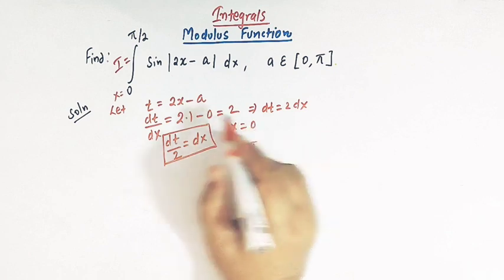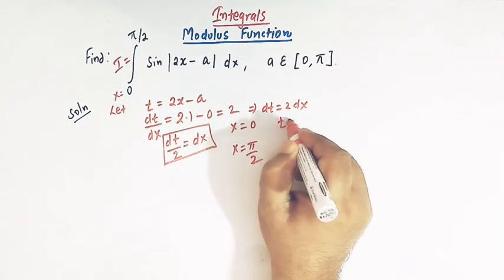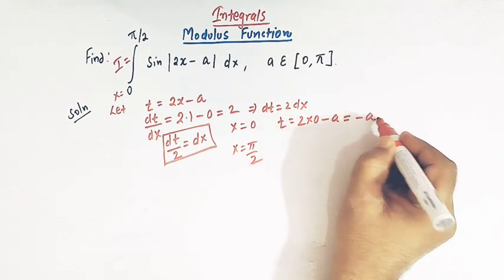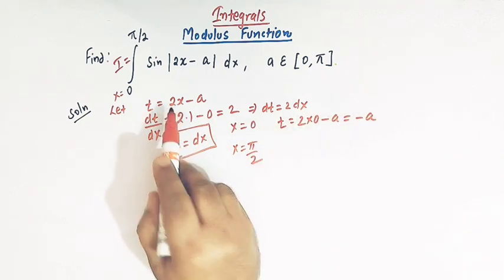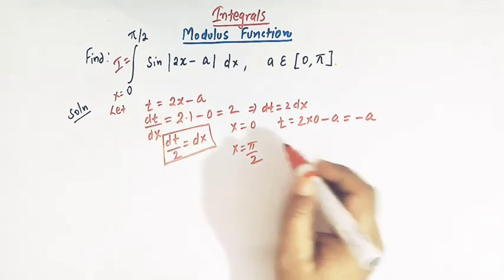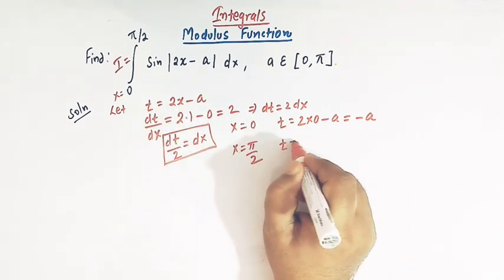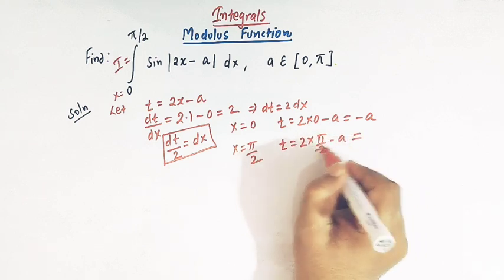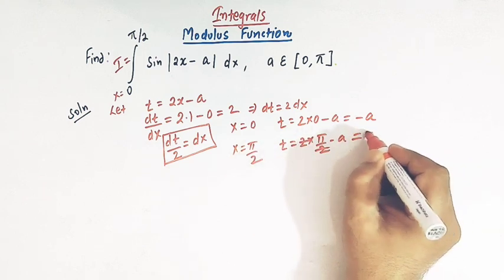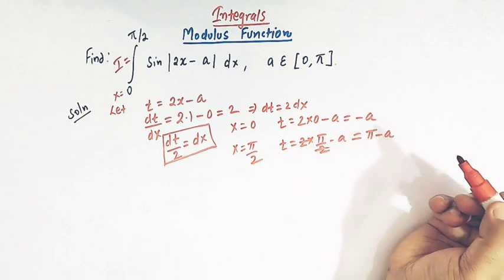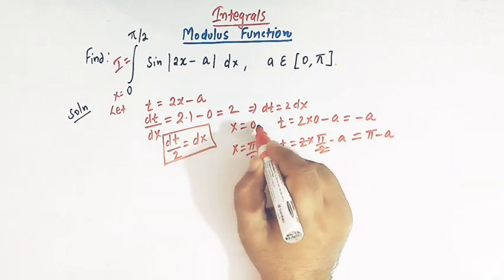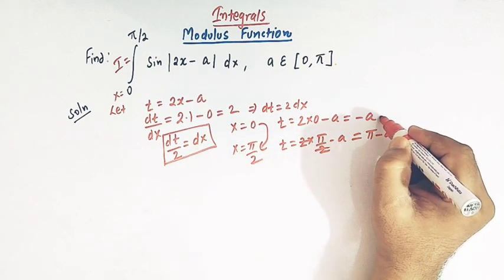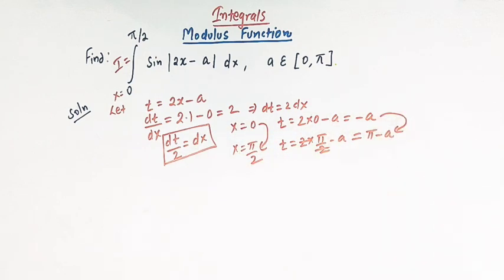So when x is 0, then the value of t is 2 times 0 minus a, that is minus a, right? So here we'll substitute x is equal to 0. Now when x is pi by 2, the value of t is 2 times pi by 2 minus a. So this 2 and this 2 get cancelled, and we are left with pi minus a, right? So when x goes from 0 to pi by 2, then t goes from minus a to pi minus a, right?